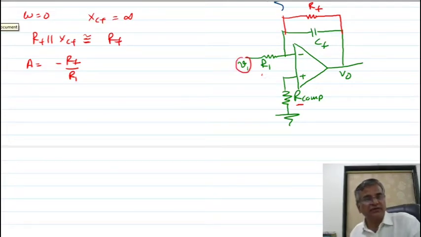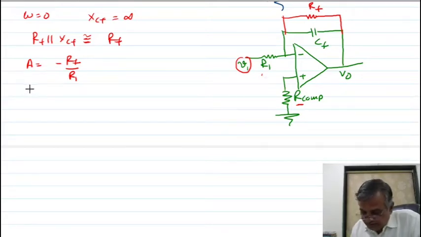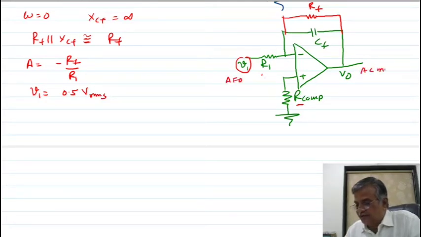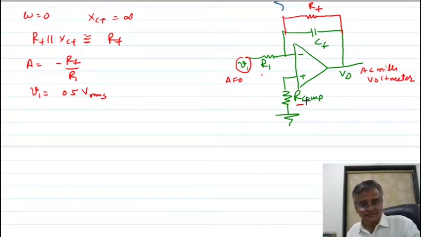I am discussing how to perform the experiment. So first, I have to keep my input voltage at 0.5 volt RMS. Here I will connect the AFO. Here I will connect the AC millivolt meter. This is your practical circuit.